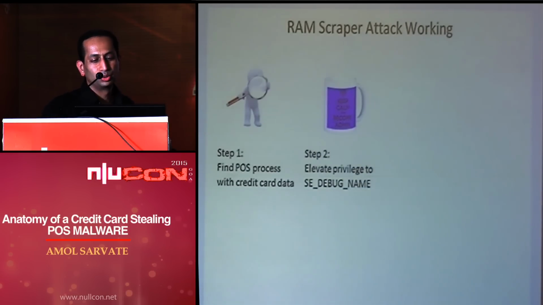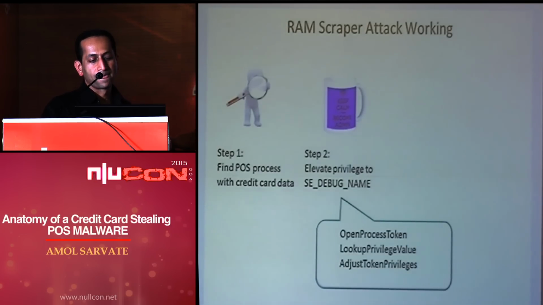The second step is to elevate your own privileges. So what the malware does is it elevates its own privileges, and the privilege name that it uses is the debug name privilege. What allows it to do this is that it can call a series of functions which I have mentioned at the bottom. These are again API functions, to open the process token, to look up privileges, and to adjust the privilege token values so that it can do this RAM scraping attack.